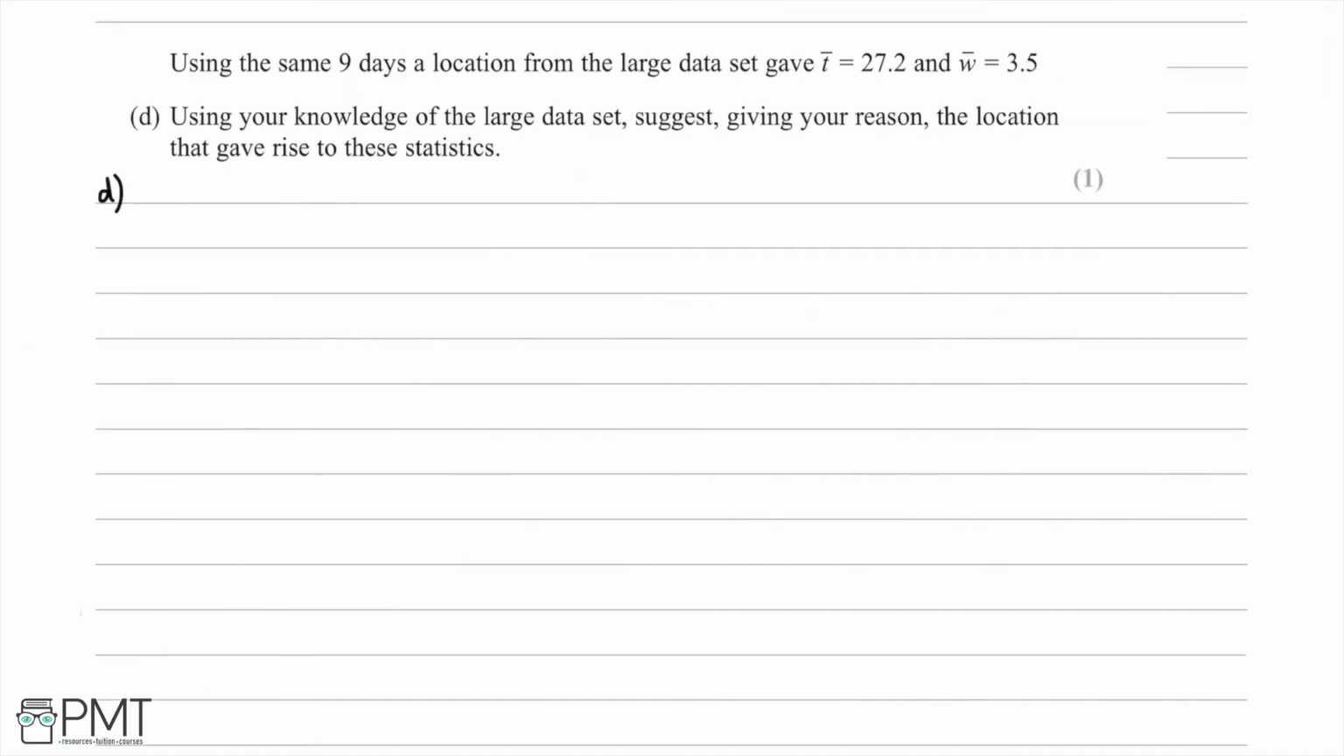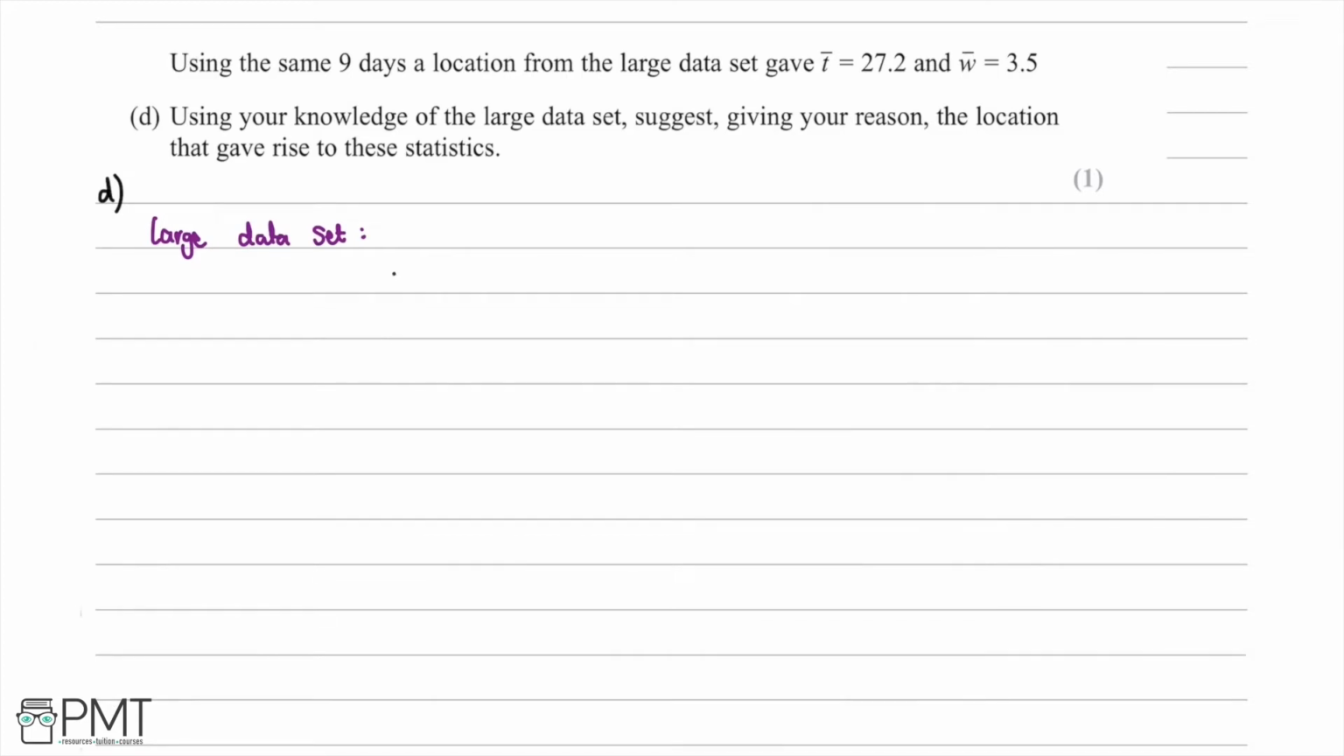So in part D of this question, we're told using the same 9 days, a location from the large dataset gave T bar equal to 27.2 and W bar equal to 3.5. We're asked, using our knowledge of the large dataset, to suggest the location that could give rise to these statistics. So, large dataset. What do we know? We know there are various locations in the UK, and then there are 3 locations worldwide.